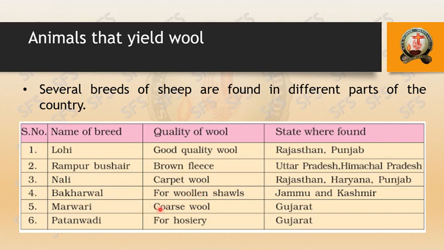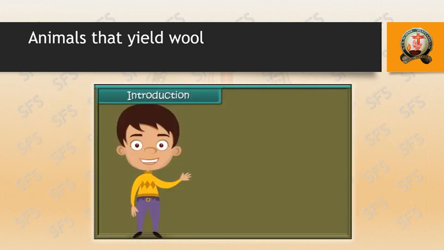Marwadi is another type of breed, which helps you to make coarse wool, and you can find them in Gujarat. Similarly, Patanwadi is helpful to make hosiery type of wool, and it is also available in Gujarat. These are some of the famous selective breeds of sheep available in different parts of India. Now we will learn more in depth about the animals that yield wool.